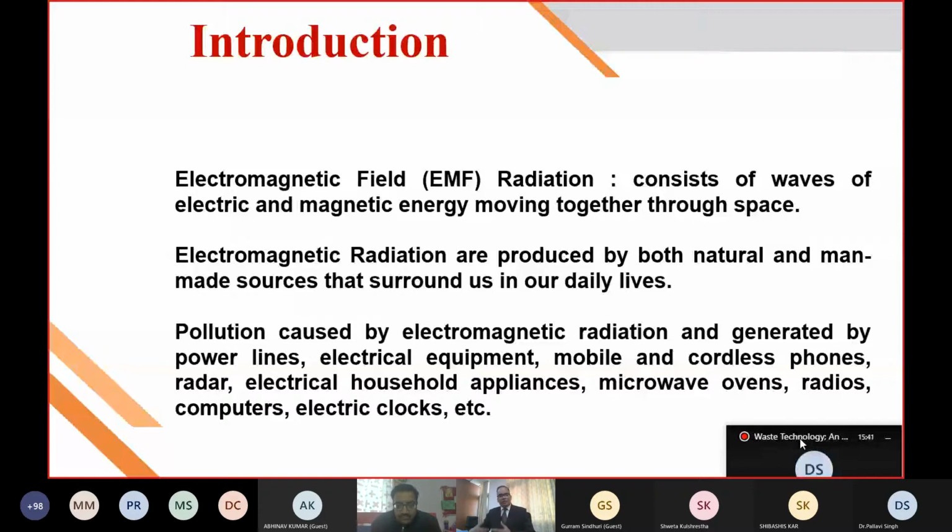The rest of the electromagnetic waves are man-made, and we use them in a number of appliances like power lines, electrical equipment, mobile and cordless phones, radars, electrical household appliances, microwave ovens, radios, computers, electric clocks, and a number of things. In fact, as we advance in technology, in electrical and electromagnetic devices, we are definitely weaving an electromagnetic mesh around us.